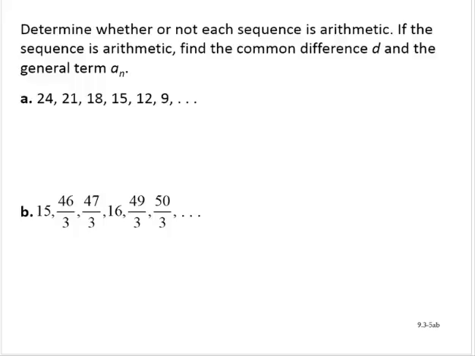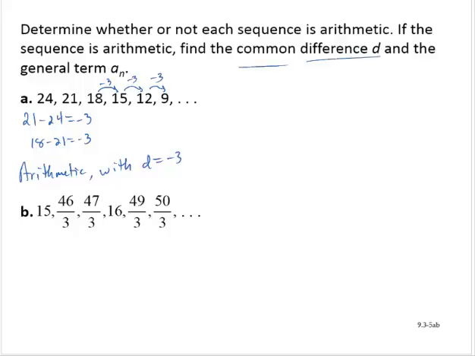And we could go through and determine, 21 minus 24 is negative 3. 18 minus 21 is negative 3. And it looks like we're subtracting 3 each time. So this is arithmetic with d equal to negative 3. So we have the common difference, but it also says to find the general term a sub n.